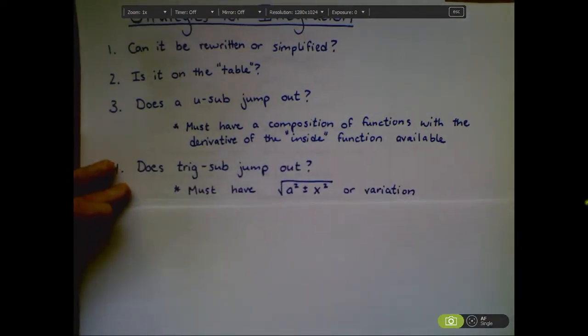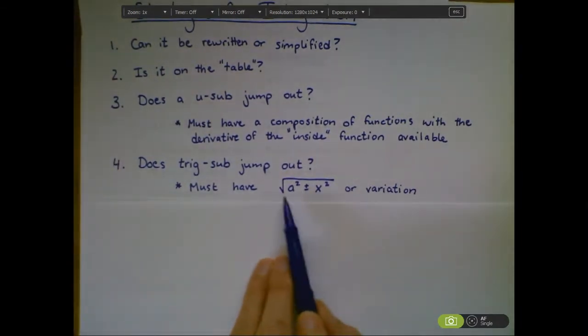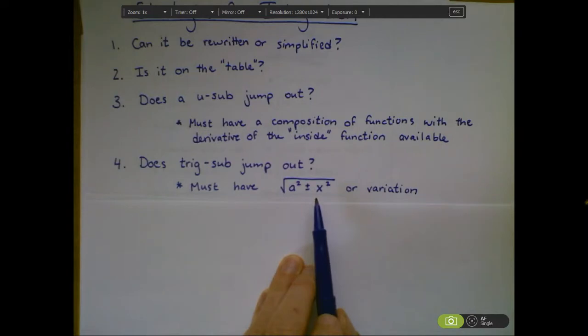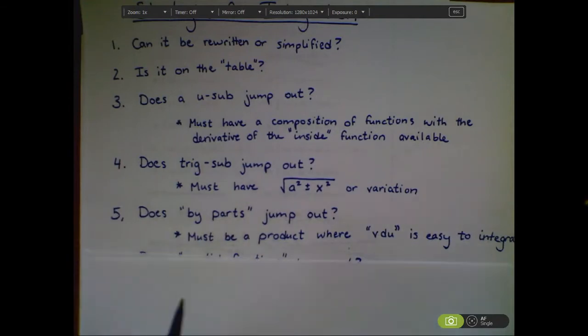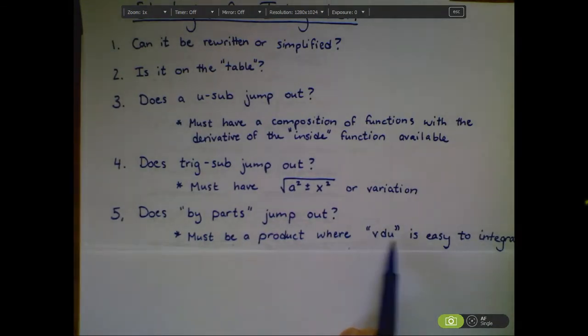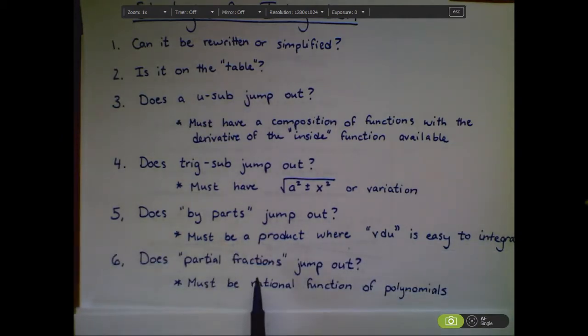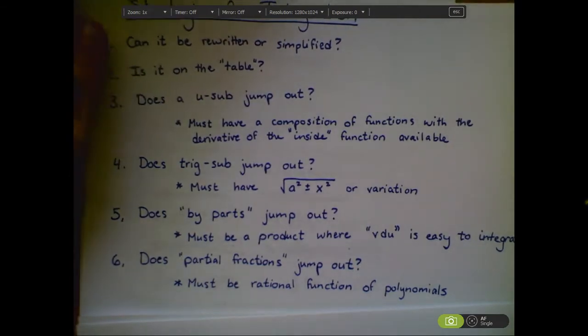Does a trig substitution jump out? These are going to be of the form something like this, or a variation, from the section that we saw before. Does integration by parts jump out? For by parts, we need to have a product where the v du is easy to integrate. Lots of these have products, but we need to make sure that when we set up the by parts, the parts are something we actually know how to deal with. And finally, partial fractions I think is the easiest technique to recognize because it's always a rational function. You have a polynomial on top and a polynomial on bottom. So these are all the different techniques and strategies that we've looked at.